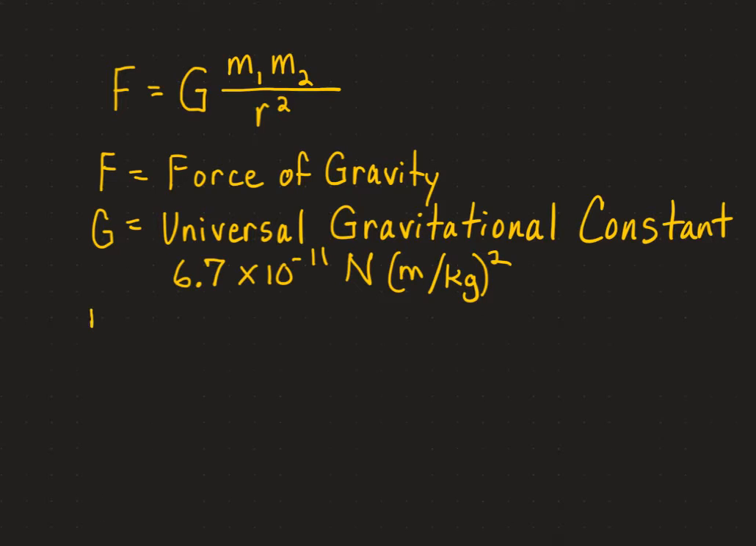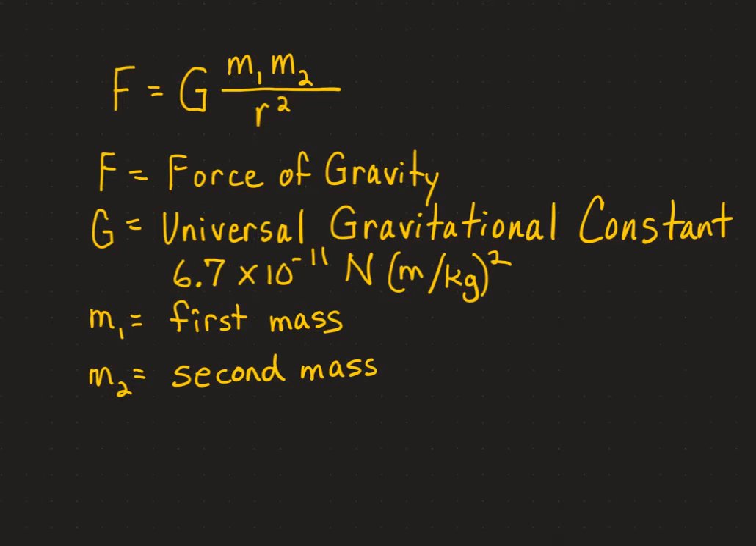So then we have m sub 1. The 1 doesn't mean you raise anything to the first power. It doesn't mean multiply by 1. It just separates the two masses. You have one object, and then you have another object. So you have your first mass and your second mass, or object that has mass, okay?